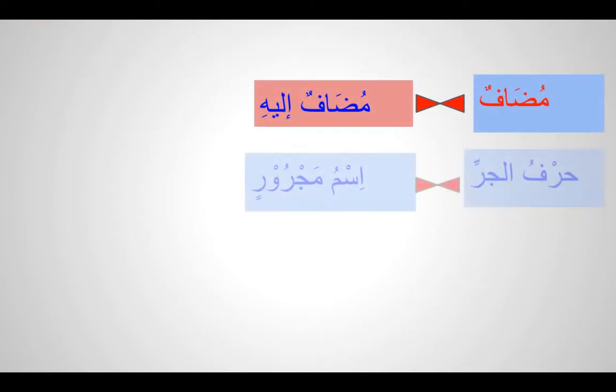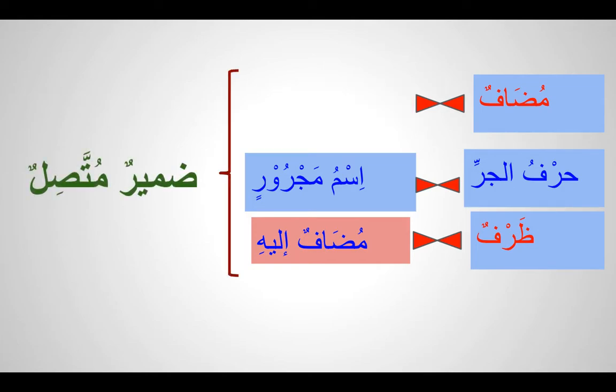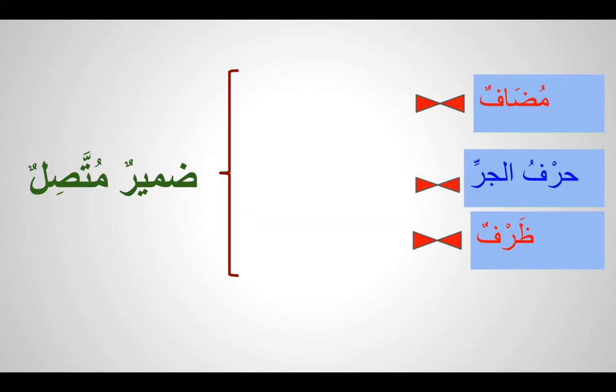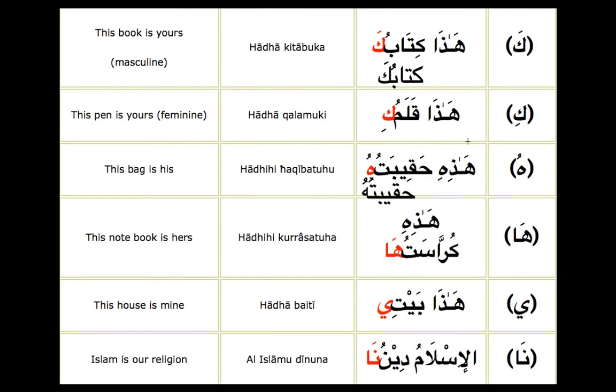So we know this damir muttasil is always attached to a noun, and it is attached to a harf jar. So when it is attached to a noun, it becomes mudaf ilayhi. When it is attached to harf jar, it becomes ism majroor, and when it is attached to zarf, it becomes mudaf ilayhi. So it replaces the noun, and it becomes the damir muttasil. So let's do some examples, inshallah.